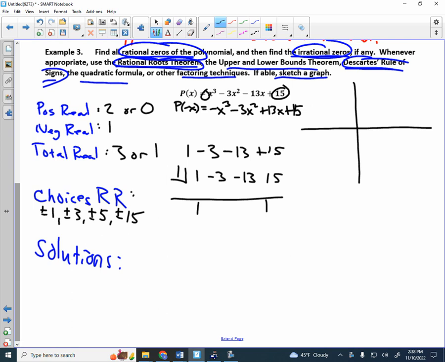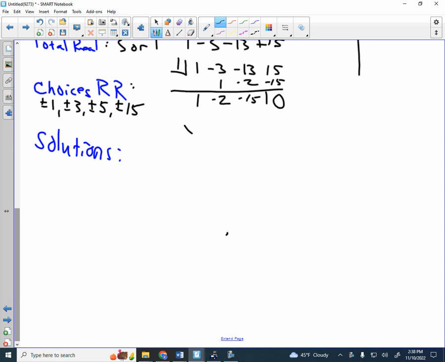1, negative 2, negative 2, negative 15, negative 15, and 0. Sweet. So I have x minus 1, because 1 was a solution, x minus 1 is the factor, times x squared minus 2x minus 15. So it does factor. We didn't see that it factored, but it does. Does x squared minus 2x minus 15 factor in a way that you see?